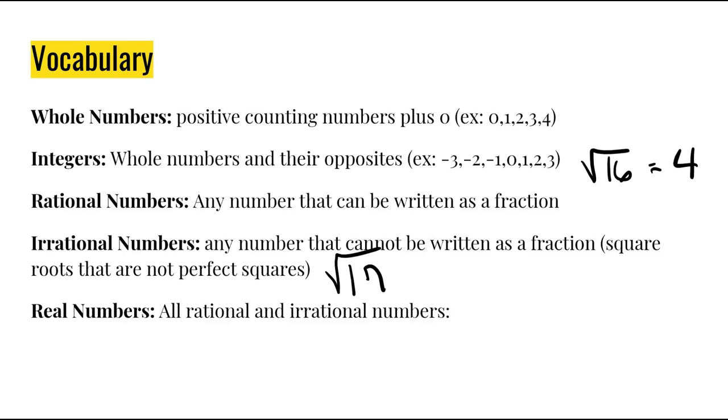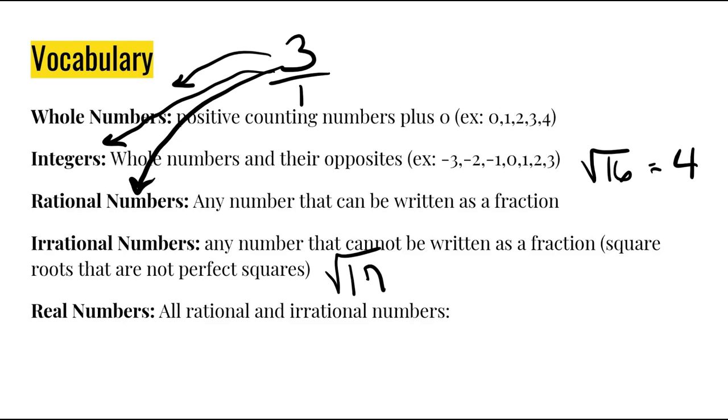So if we're looking at the number 3, 3 is a whole number. It is also an integer because it is a positive or negative whole number. And it's also a rational number because we can write it as a fraction by placing it over 1. And, like I said, all the numbers we deal with are real numbers. So if we were classifying 3, it would fit into a bunch of different categories.